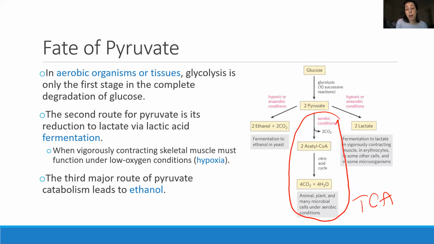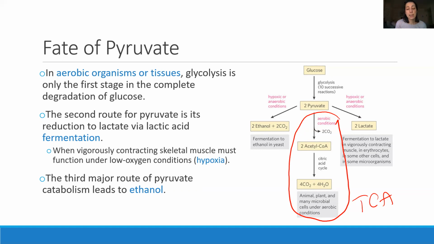But this requires oxygen. Glycolysis does not require oxygen, but further breakdown of pyruvate in aerobic conditions using oxygen can occur in this citric acid cycle. But what about in situations where you want to further break down pyruvate, or you need further energy, but you do not have oxygen? You are in an anaerobic condition.